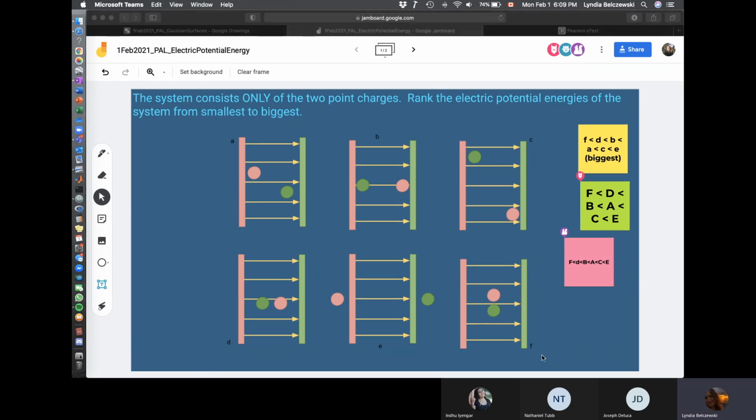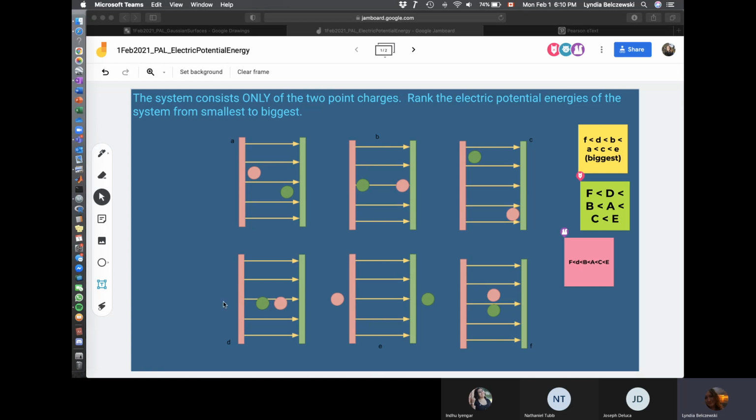Okay, looks like we're ready to continue. So I see everyone agrees on the ranking. What we're seeing is that F, this bottom right one, has the smallest electric potential energy, and it should be small because you have two opposite charges very close together. That's where they want to go. They're attracted to each other, and since they're close together, there wouldn't be a lot of potential energy that could be used to make them move somewhere else.